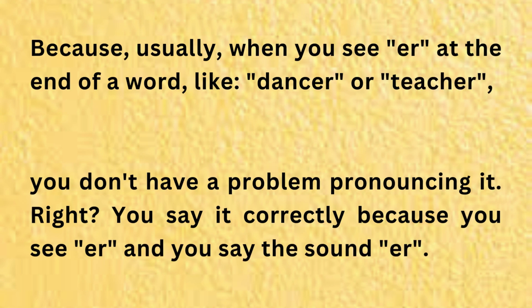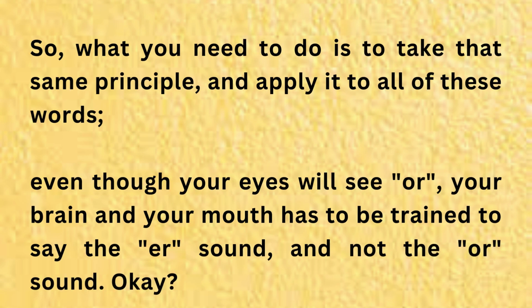because usually, when you see "er" at the end of a word, like dancer or teacher, you don't have a problem pronouncing it, right? You say it correctly because you see "er" and you say the sound "er". So, what you need to do is to take that same principle and apply it to all of these words. Even though your eyes will see "or", your brain and your mouth have to be trained to say the sound "er" and not the "or" sound.